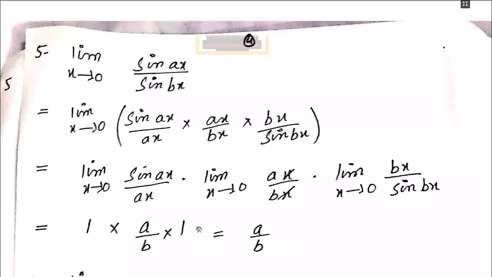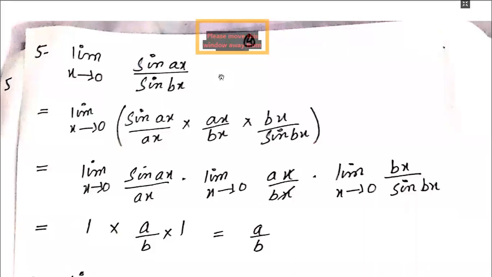Now move to another problem: limit as x tends to 0 of sin ax upon bx. In the first step, you apply the direct limit. What is the direct limit? As x tends to 0, we get sin 0 upon sin 0. Sin 0 is 0, so 0 upon 0. Zero upon zero means meaningless, or an indeterminate form. It means you need to simplify further.